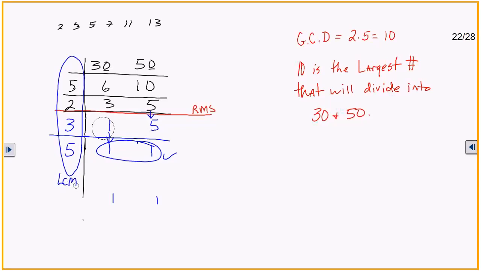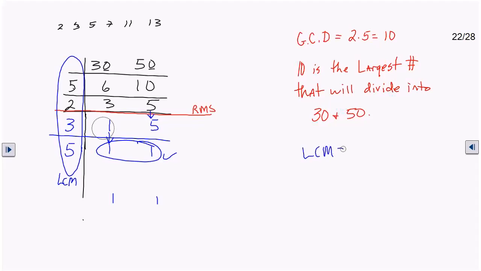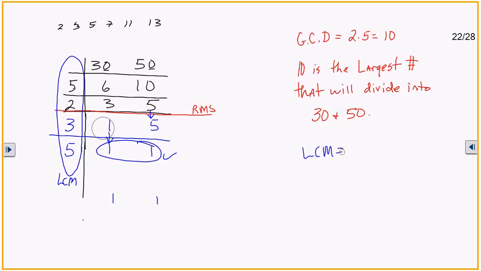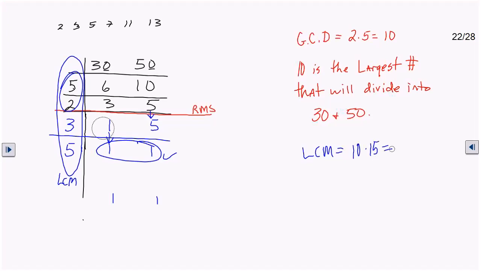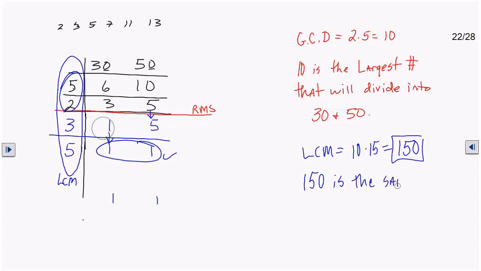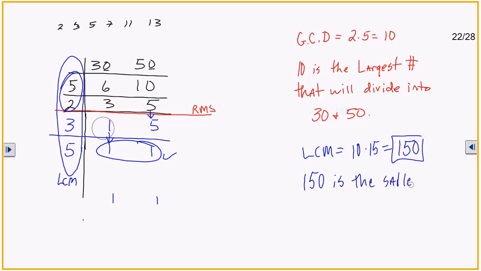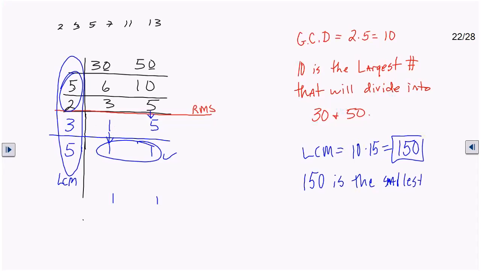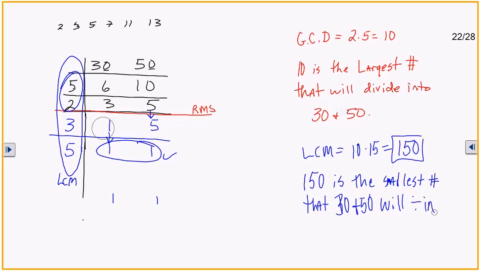So our least common multiple is equal to, this is a 10 right here, so I'm going to multiply this first. 10 times 15 is 150. So 150 is the smallest number that 30 and 50 will divide into.